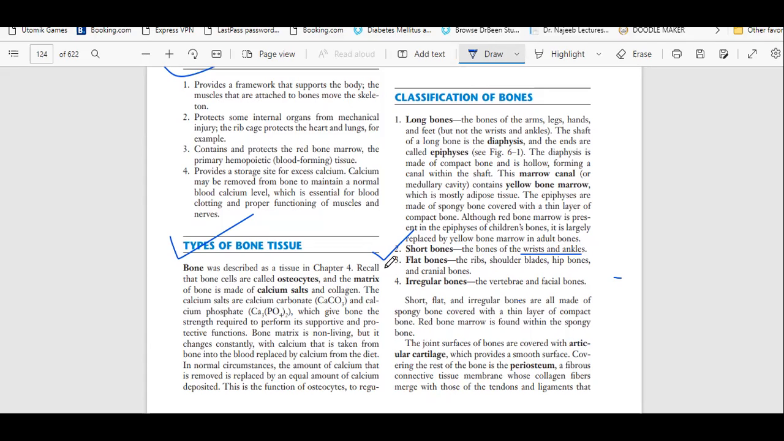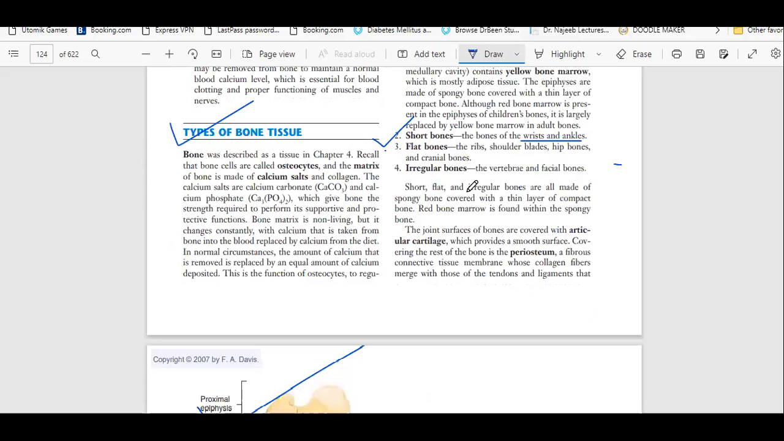Where are the flat bones? Flat bones are your ribs, your shoulder, hip bone, and cranial bones. Your brain is covered with cranial bones. Later you will study about that. Next we have irregular bones, which are in our face and vertebral column. The vertebral column has irregular bones. These things you have to remember: in which area you have irregular bones, long bones, and short bones.